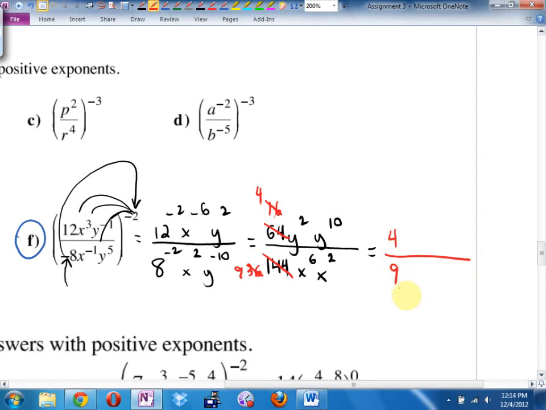Now, how many y's on top, grand total? How many on the bottom? How many left? Where? 8. How many y's on top? You said 12. How many on the bottom? None. So how many left and where? On the top, right? How many x's on top? Trick question. None. How many on the bottom? Can you see it? It's going to be 8 left on the bottom. I hope that, is it 4y to the 12 over 9x to the 8? Yeah?